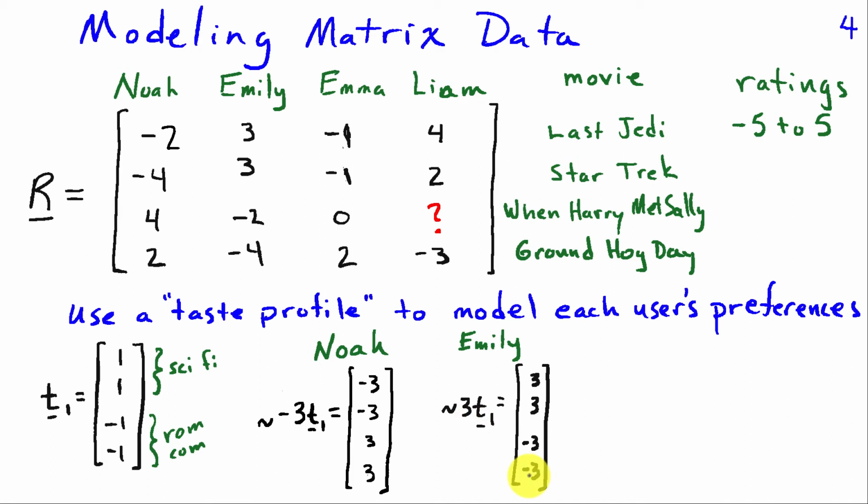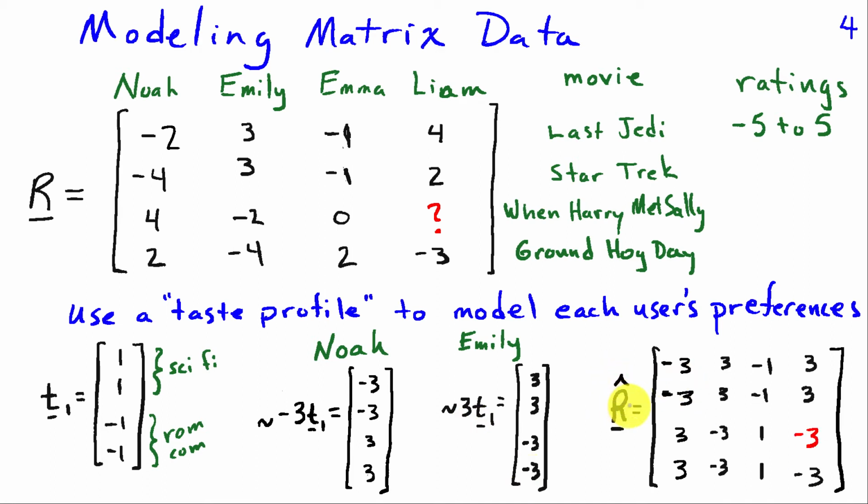So you can repeat this process, and we can approximate our ratings matrix as I've shown here, where we've got Noah's approximate ratings, Emily's approximate ratings, and then Emma, it turns out the weight associated with the taste profile for her would be -1. And so there's not a great difference in her case between preferences for sci-fi and romantic comedies. And then finally, Liam, we can use the measurements we have to identify what the weight should be and then interpolate or predict the rating associated with the romantic comedy.